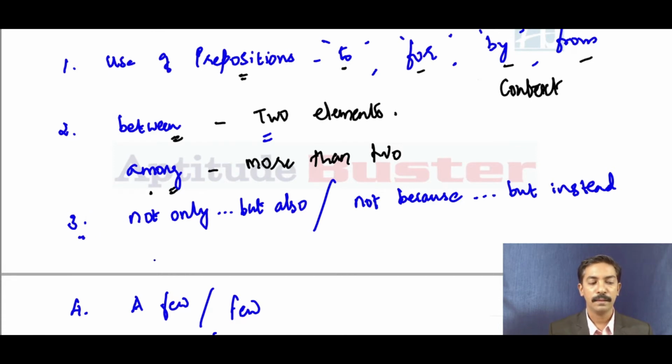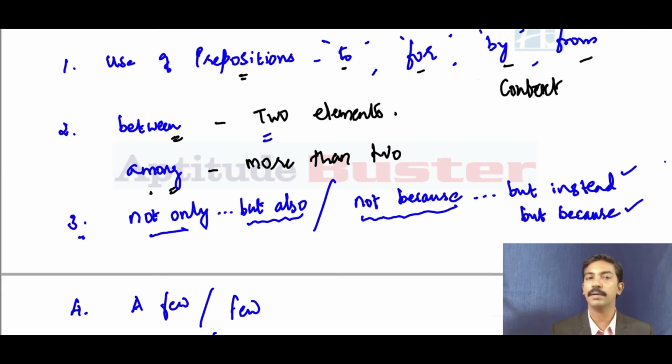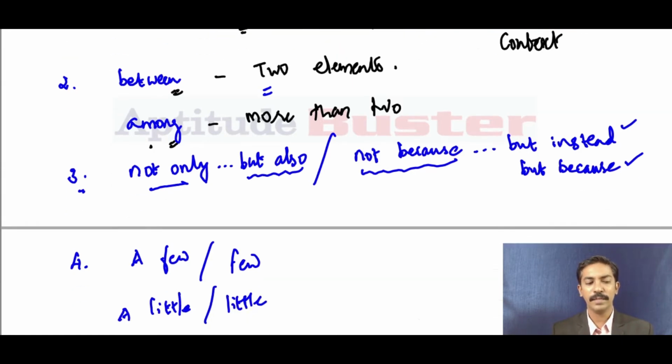Third, whenever you have a sentence with the phrase not only, it must be followed by but also. Whenever you have the phrase not only in a sentence, it must be followed by but also. Instead of not only, if the sentence has not because, it can be followed by either but because or but instead. I can give you a few more ideas like this.